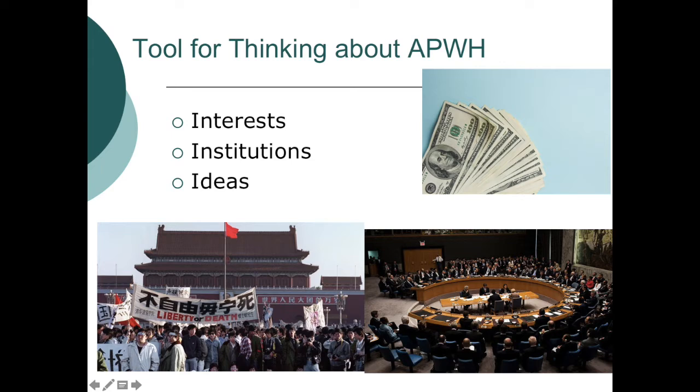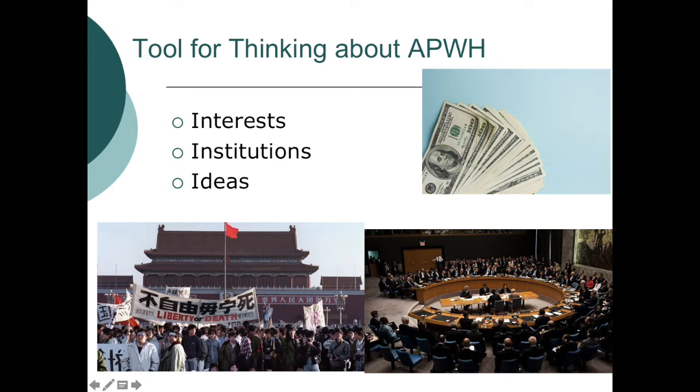Institutions also have a huge role in AP World History. In domestic politics, institutions can be things such as courts or the separation of powers. In the international environment today, institutions like the United Nations, the North Atlantic Treaty Organization, NATO, and the International Monetary Fund play huge roles in how the world works today.